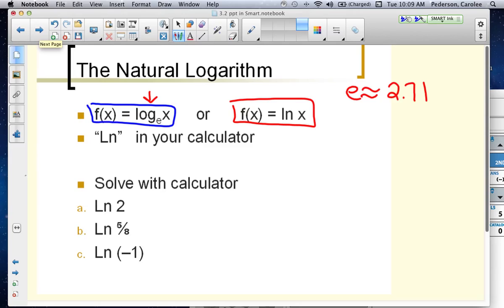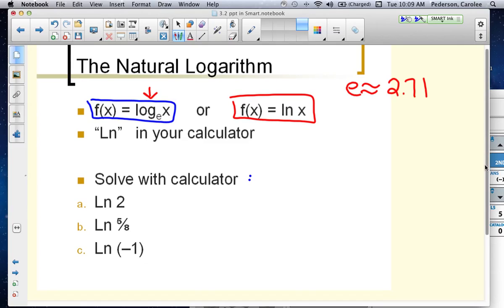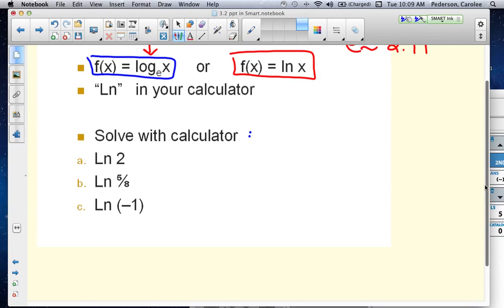So we're going to do the same thing like we did with the common log problems. We're going to take out our calculators and evaluate it for these situations. So the natural log of 2. What is the natural log of 2 with our calculator? 0.69.